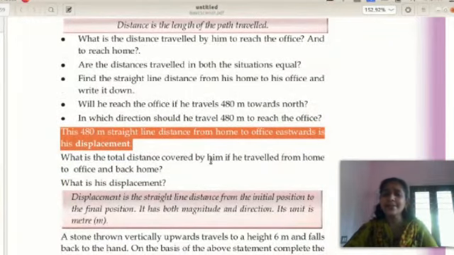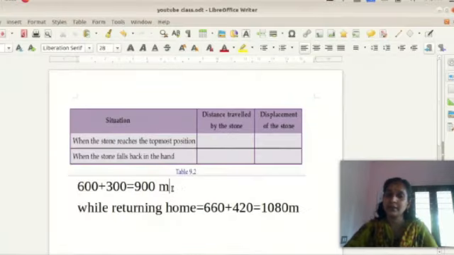What is the total distance covered by him if he traveled from home to office and back home? We can consider. When he went to the office, the total distance traveled is 900 meters. And while returning home, the total distance covered is 1080 meters.